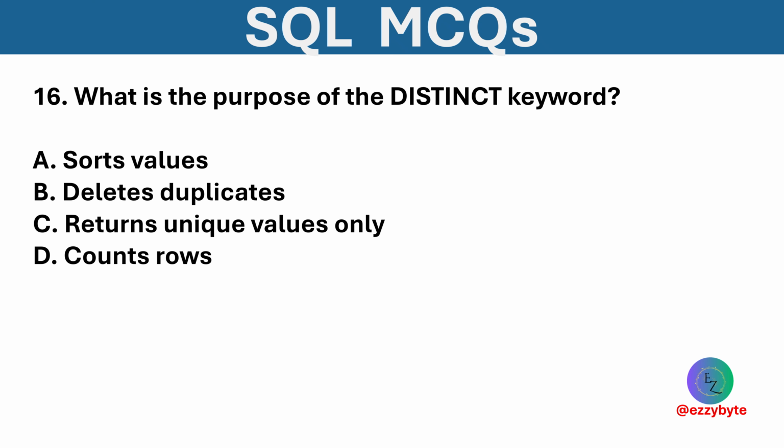What is the purpose of the distinct keyword? Options are sorts values, deletes duplicates, returns unique values only, and counts rows. Option C is correct. Distinct removes duplicate rows from the result set.